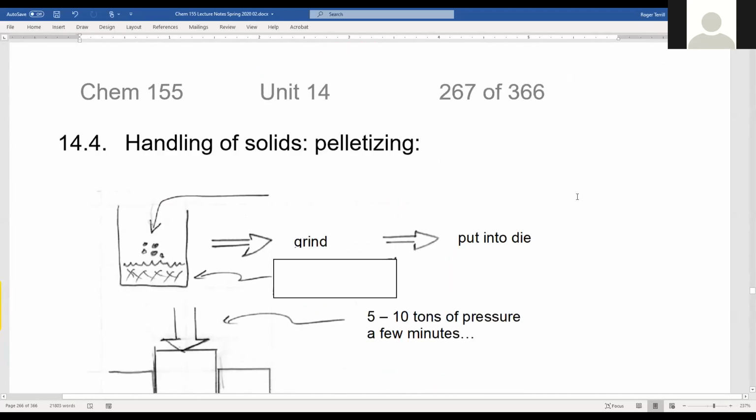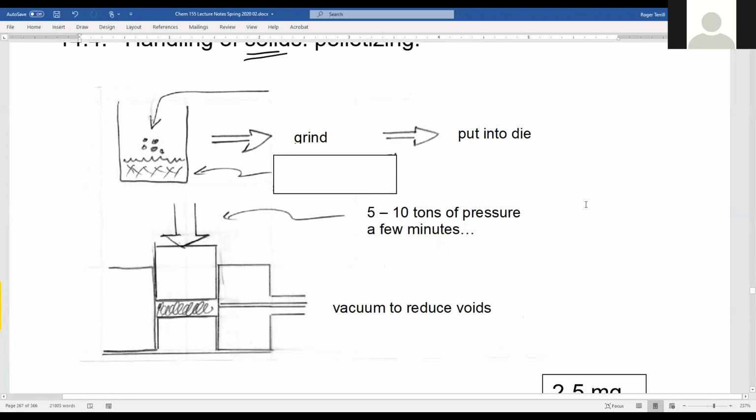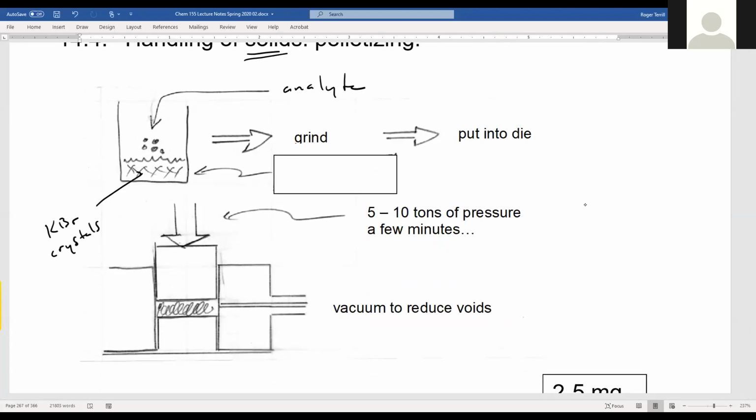So now, another way you can handle a solid, for example, is you can put that solid into a pellet, right? In that case, you're going to mix your analyte with typically some potassium bromide. That's some crystals, some salt, right? And then you grind it up, and you make a good homogeneous solid solution.